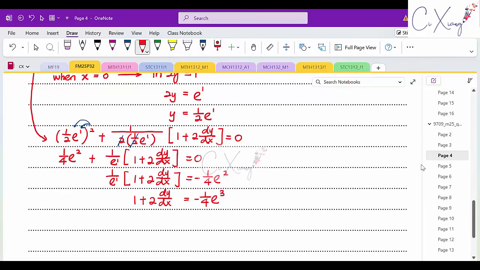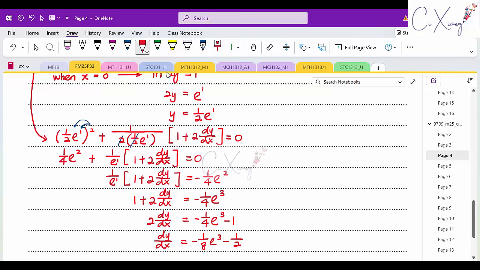Okay, so I move everything slowly to keep only the dy dx on the left. So I'm having negative 1 over 4 e power 3, then minus 1. And last step, if I want to get the dy dx, I bring the 2 over, right? So I have to take the 1 over 4 divided by 2. So I'm having 1 over 8 e power 3, then minus 1 over 2.